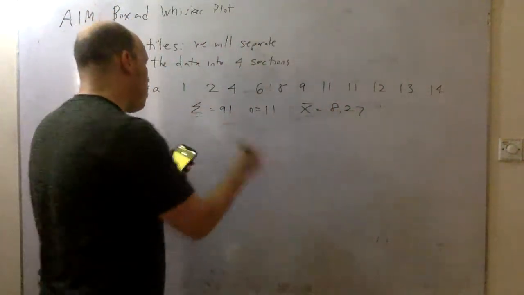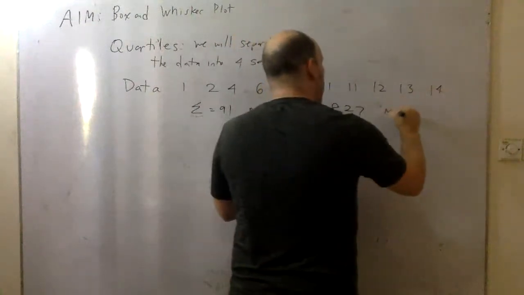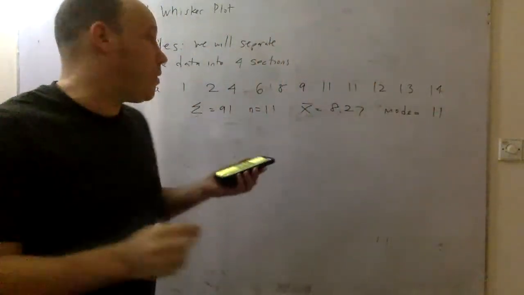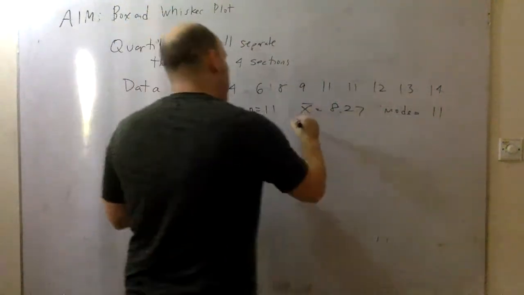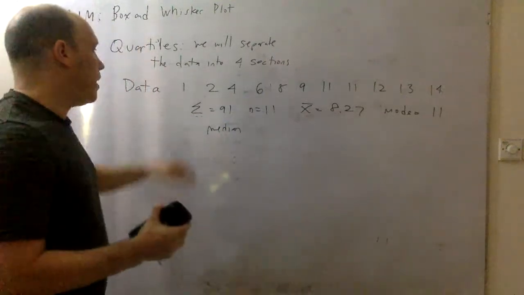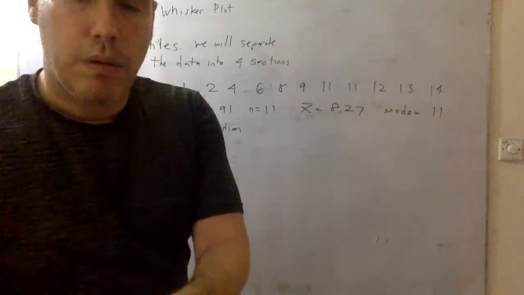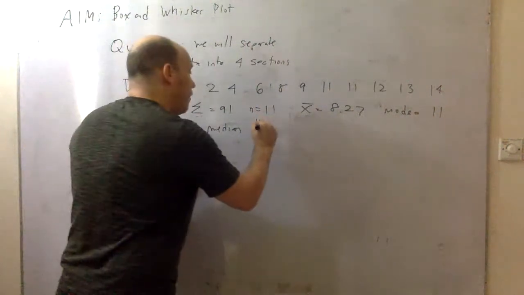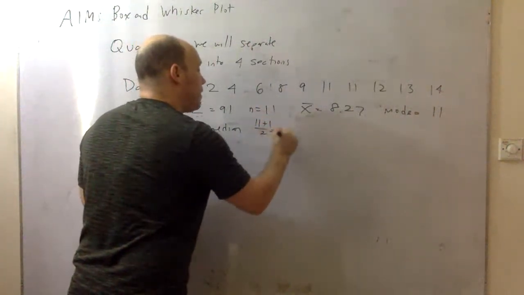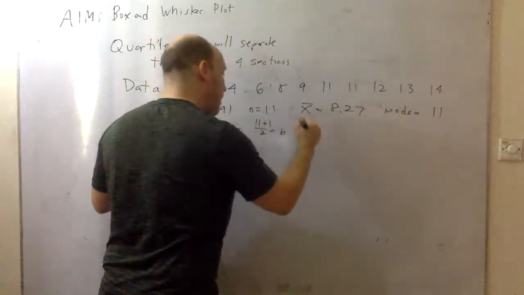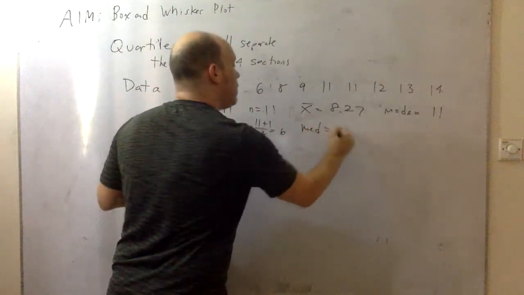Okay, so that's the average, and the mode is 11, and what's the median? Well, we have 11 pieces of data, right? 11 plus 1 divided by 2 is 6. 1, 2, 3, 4, 5, 6. This is the median. The median is 9.